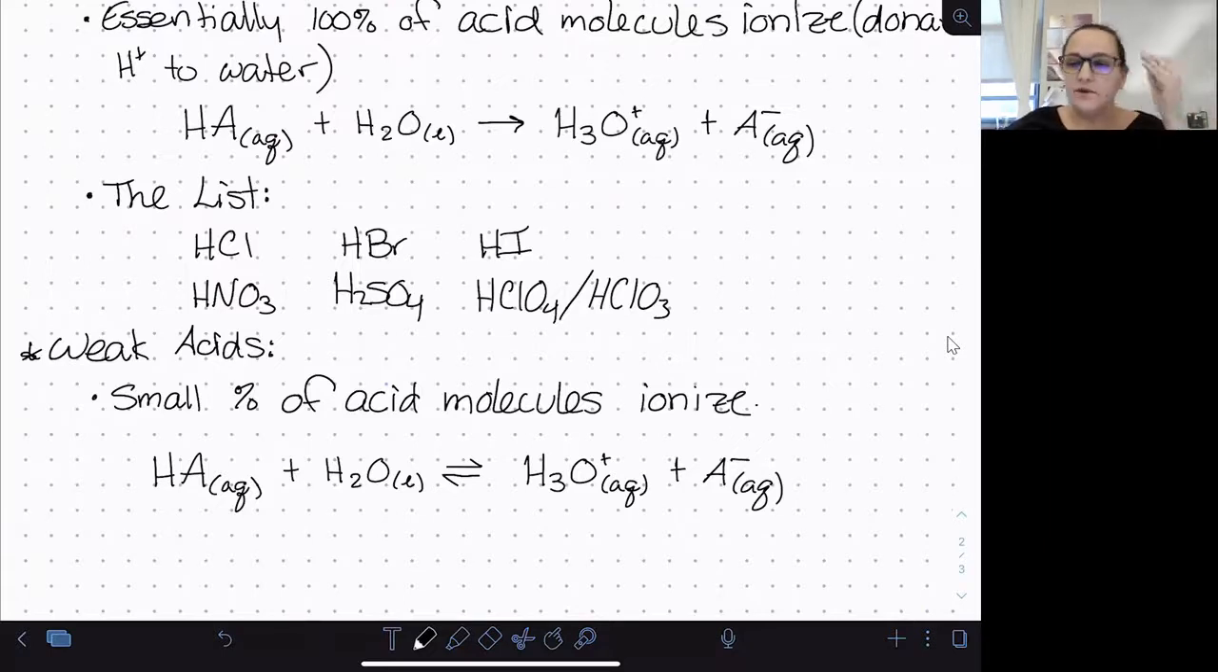Weak acids tend to be quite reactant favored in their equilibrium constant. But otherwise, the reaction is exactly the same, that whatever your acid is donates a proton to water, producing hydronium and the conjugate base of the acid. And there is no list for weak acids. It is effectively infinite. Any acid that is not strong is weak.